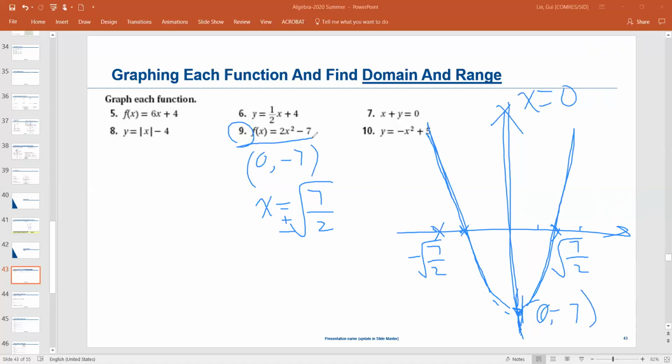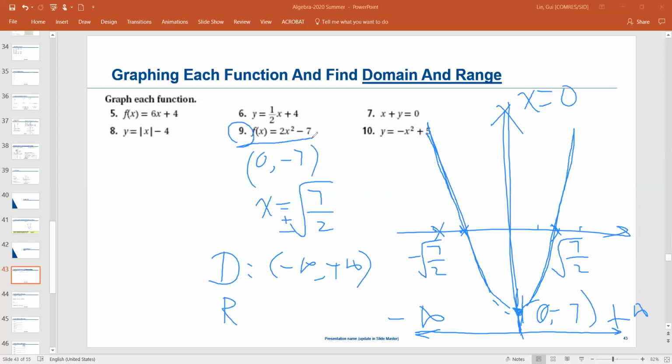So what's the domain of this part? The domain can be -infinity to +infinity. Domain is the x range, right? The y range is the range of the function. So the domain, I'll just say D, all right? So -infinity to +infinity. And the range is -7 to +infinity. That's it. So easy, all right? Let's see this one.